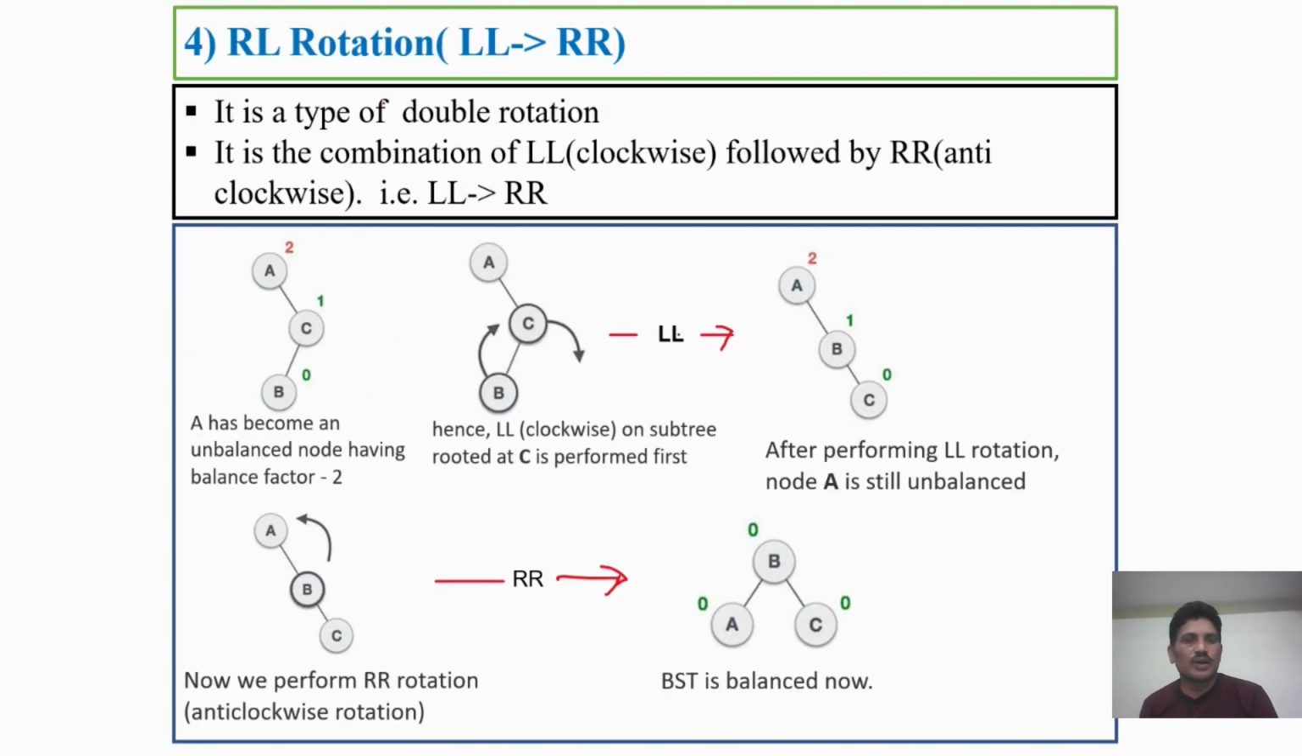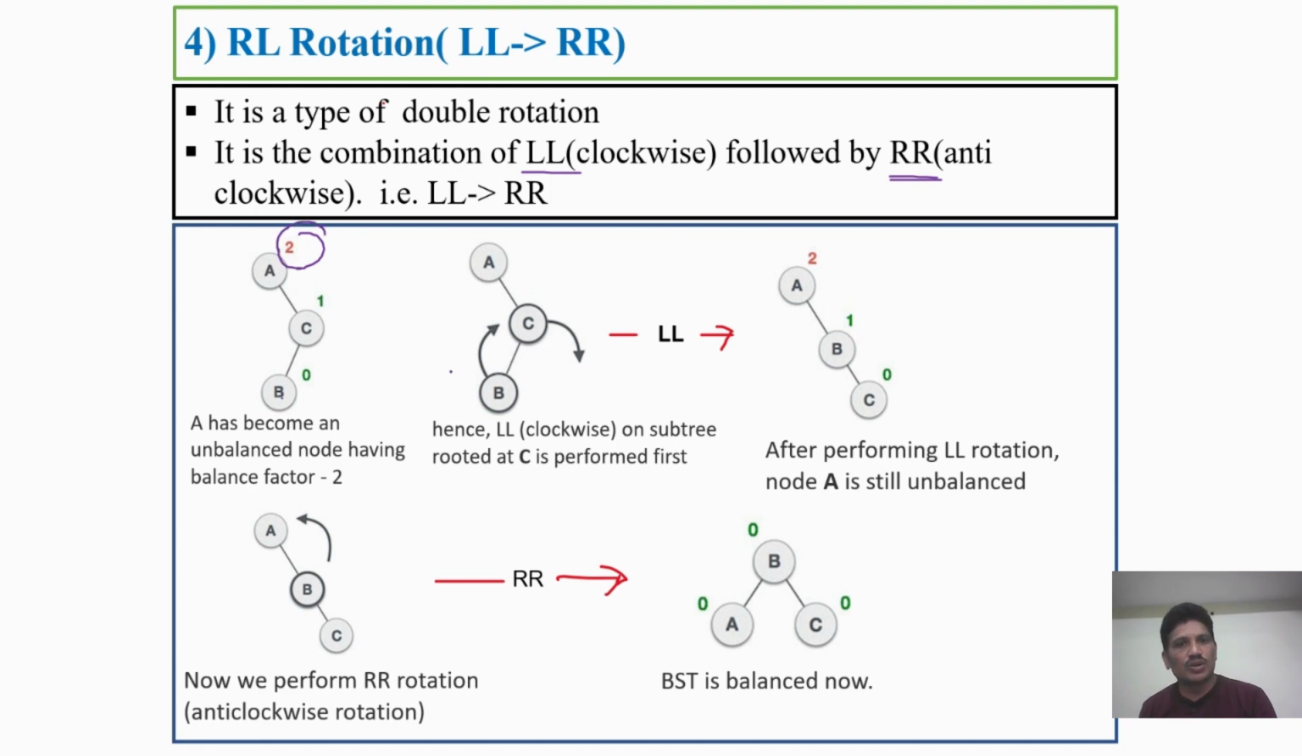Then the next rotation is RL rotation. Here it is a combination of LL followed by RR. We should perform the LL first, then we perform the RR rotation. When you perform the RL rotation, if the insertion is like this, A, C, B, then the balance factor is 2. That's why it is not an AVL tree.